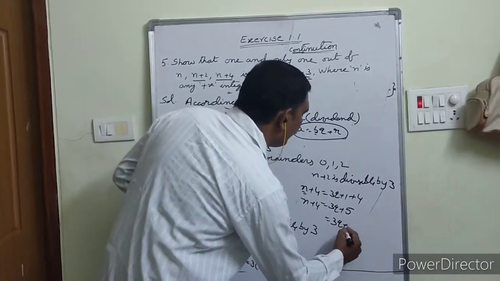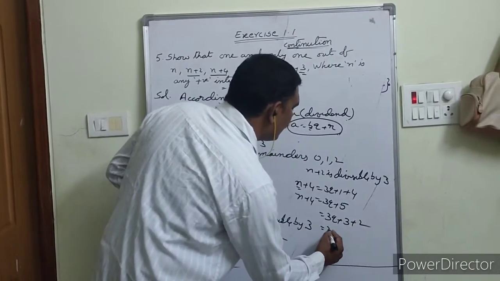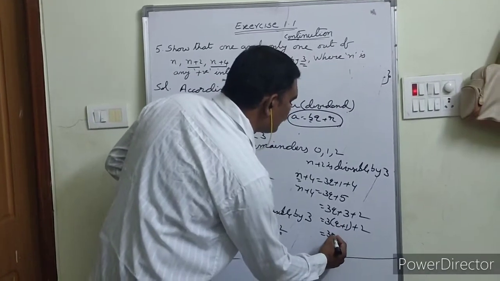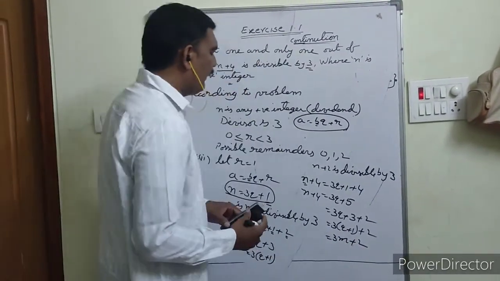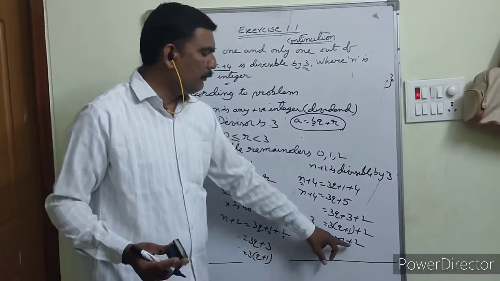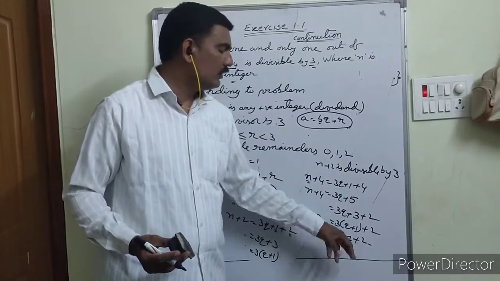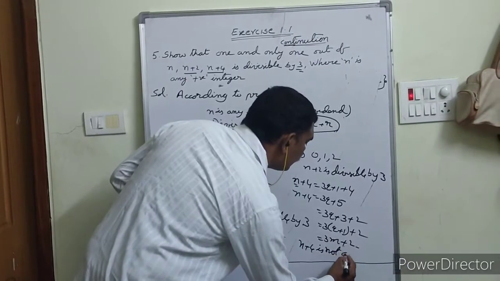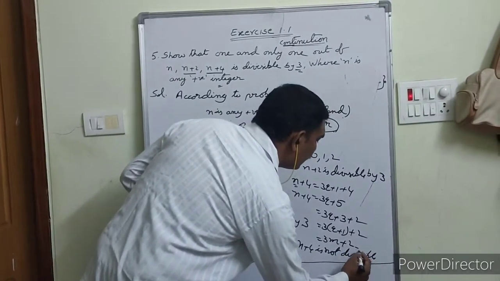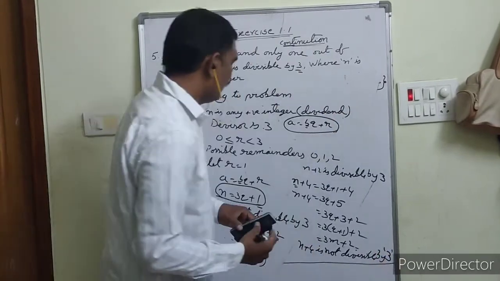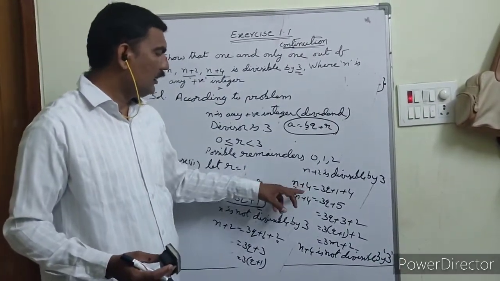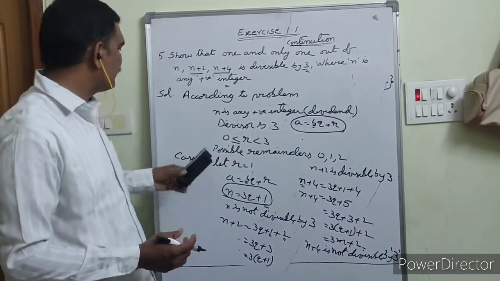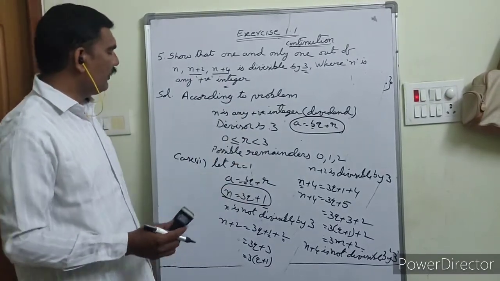What do you have to write? 3q, and 5 I should write as 3 plus 2. In the 3 I take 3 as common, so I get 2, and what is there in the brackets I assume as m. So n plus 4 is equal to 3m plus 2. In place of remainder I got 2. Therefore n plus 4 is also not divisible by 3. So among n, n plus 2, n plus 4, only n plus 2 is divisible by 3. The remaining 2 are not divisible by 3. It is case 2. Now copy it and we will go for case 3.